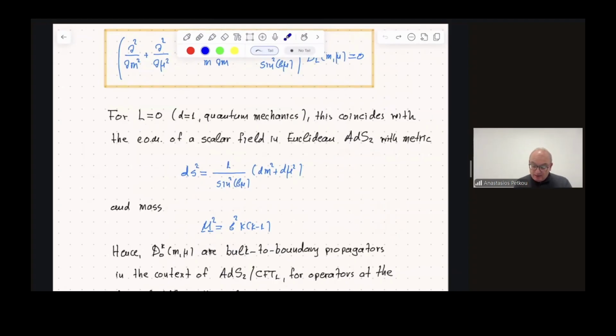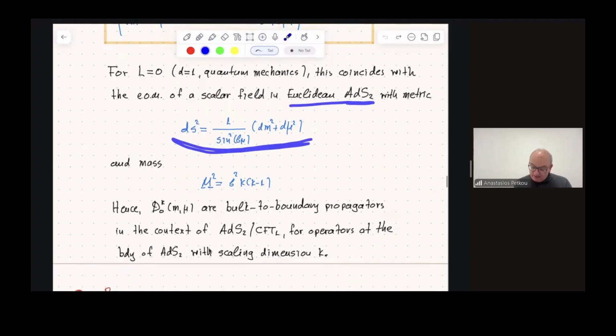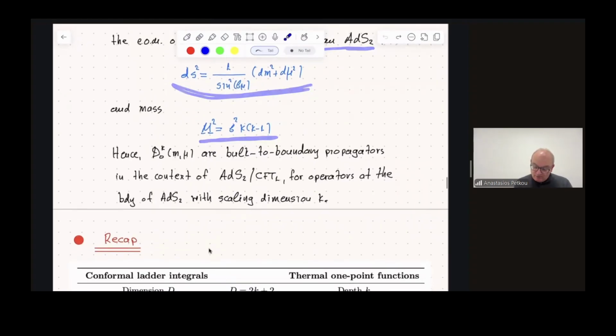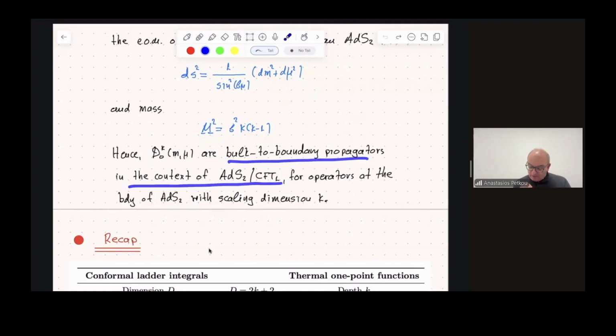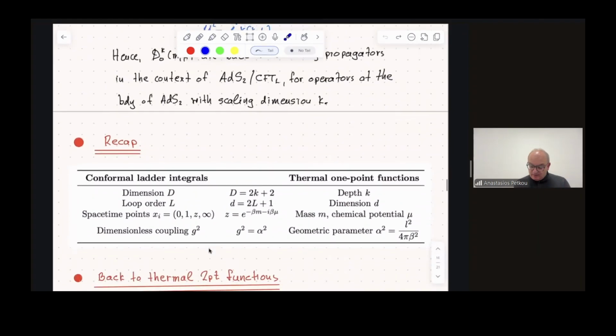That means in D equal 1 in quantum mechanics, this equation coincides with the equation of motion of a scalar field in Euclidean ADS2 with this metric. This is the ADS2 metric. And mass, which is like that. This is like the Kaluza-Klein mass. So these guys are bulk to boundary propagators. I said that before. Boundary propagators in the case of ADS2 CFT1, for operators at the boundary of ADS2 with scaling dimension k. So the thermal one-point functions are like bulk to boundary propagators.